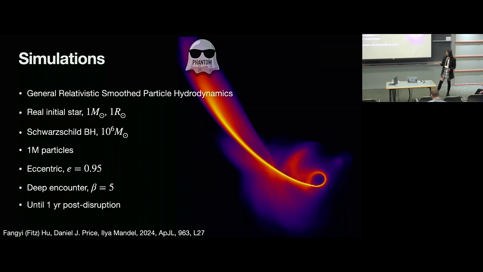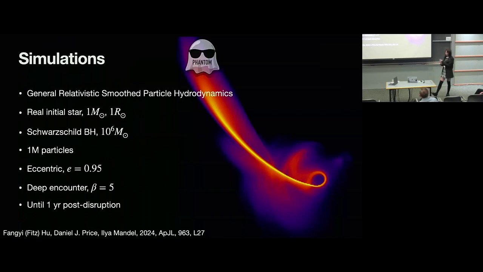For that, we use the GR SPH code Phantom, so that's fully general relativistic. Instead of the polytrope star that's usually used for this kind of large simulation, we use a real initial star that's evolved with the MESA code from a 1 solar mass, 1 solar radius pre-main sequence star until the current solar age. And we didn't include any spin, so it's just a 10^6 solar mass Schwarzschild black hole.